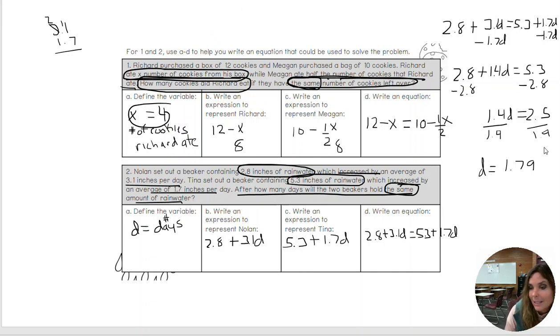So that means that the number of days that it's going to take for the amount of water in the beakers to be exactly equal is going to be somewhere in between 1 and 2 days. And we can see by this number right here that it's going to be a lot closer to 2 days than it is to 1 day.